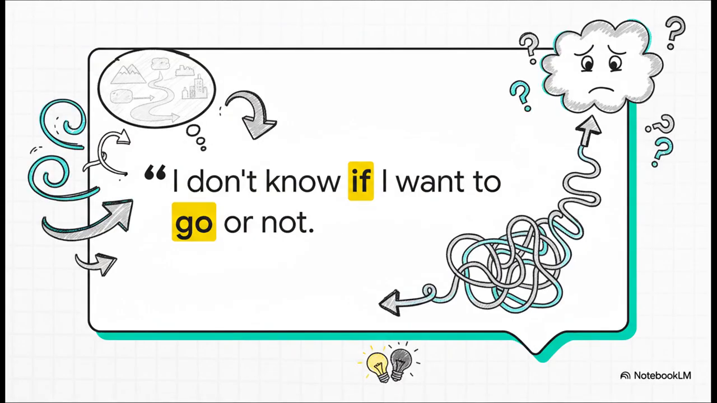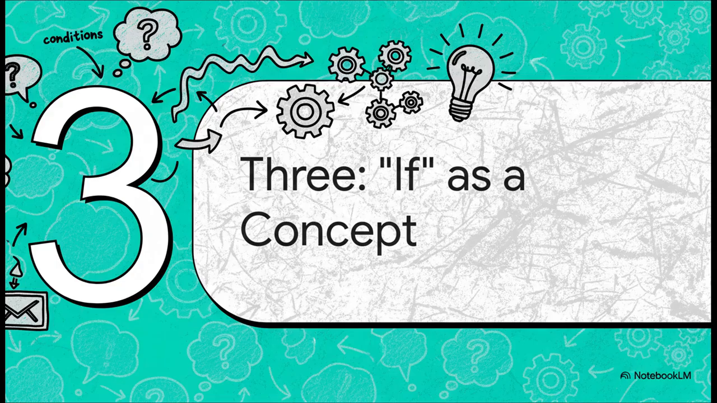And here's another one, this time expressing uncertainty. The speaker doesn't know what they want. I don't know if I want to go. See, this isn't a condition, it's a statement about something that's unknown. So the crucial thing here is, if can build these worlds of possibility, but it can also report on our uncertainty about them. All right, so we've seen if as a tool for conditions and a tool for questions.